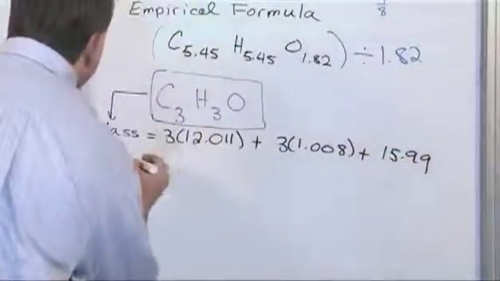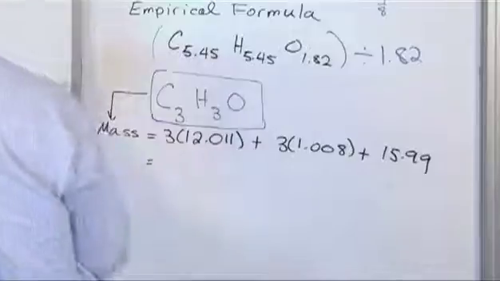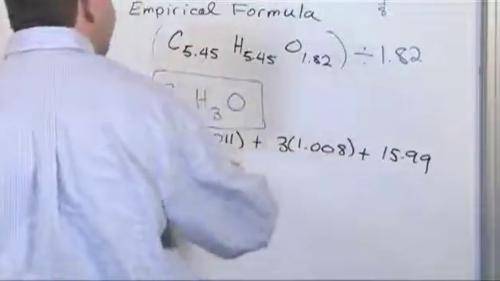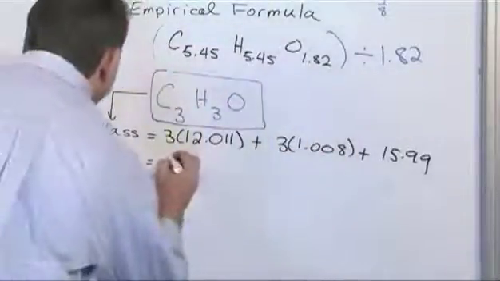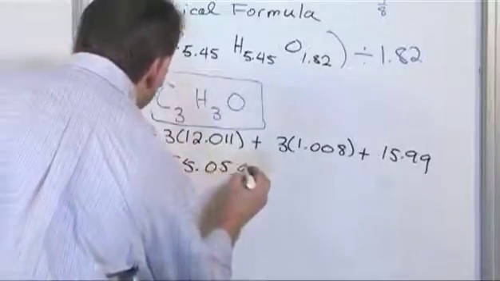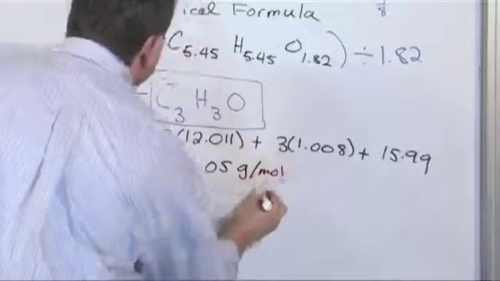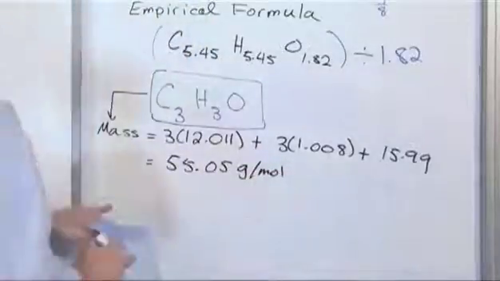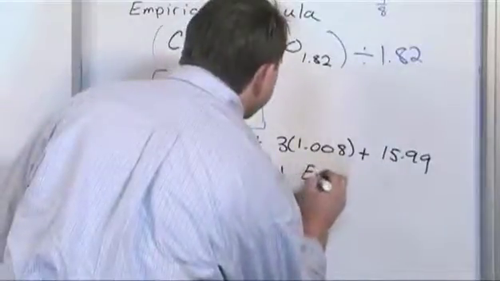All right, so the mass, when you multiply all this stuff out and then do the addition, what you're going to get is 55.05 grams per mole. All right, so this is for the empirical formula. This is for the empirical.